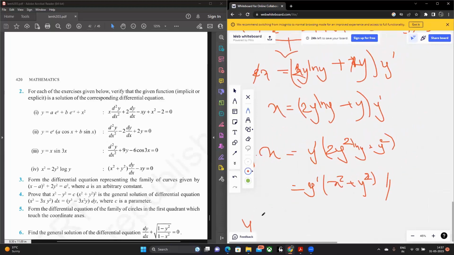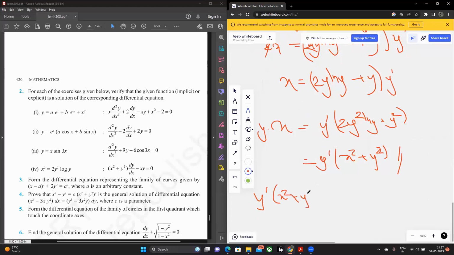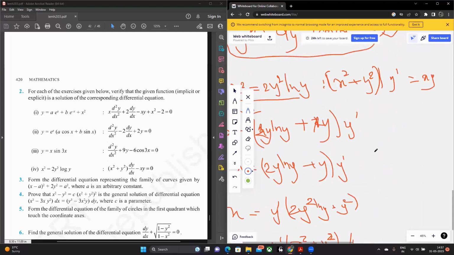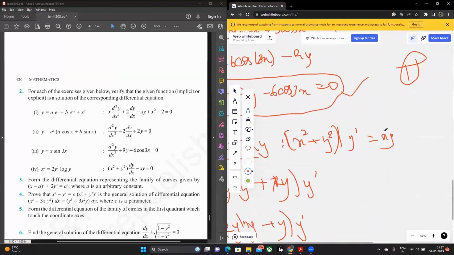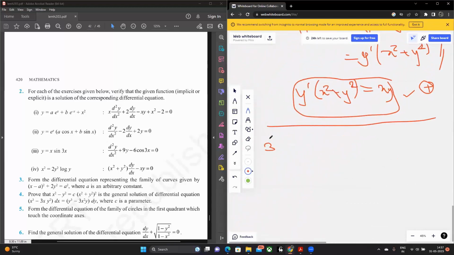Therefore, you have the equation y dash times x squared plus y squared is equal to x squared. And that is the given differential equation rewritten, therefore it is verified. All right, so going to the third question.